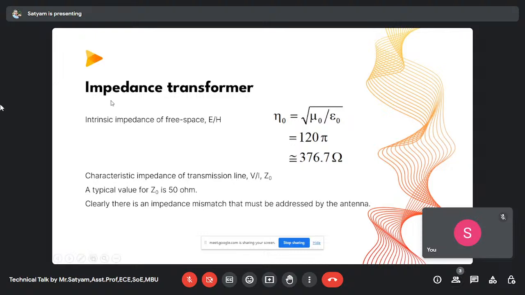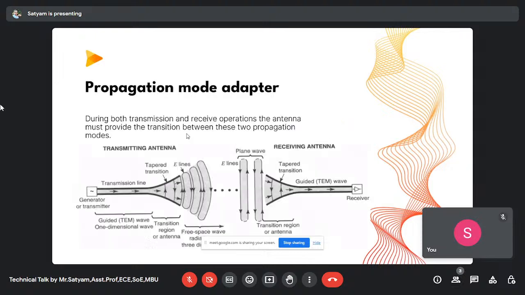And we know from the maximum power transfer theorem that whenever the load resistance or impedance becomes equal to the source impedance, then maximum power from the source can be given to the load. And when maximum power is transferred, we can achieve maximum gain for any antenna for that matter.